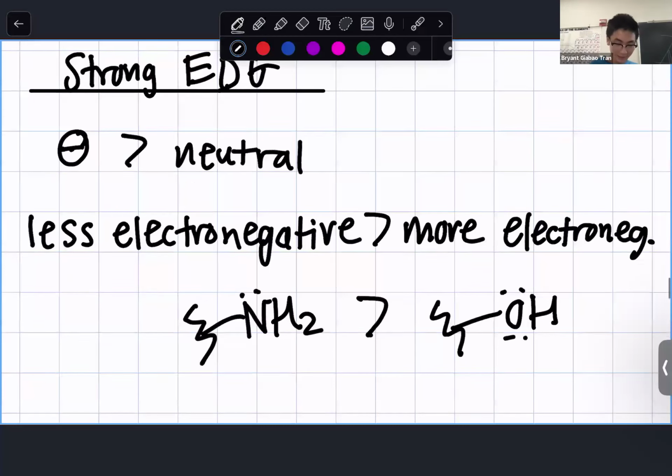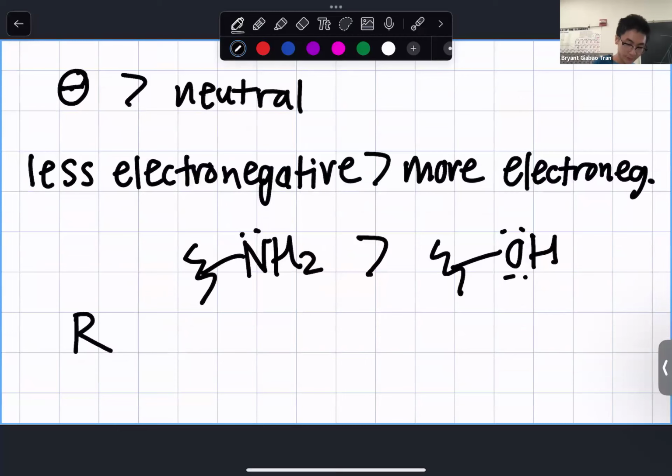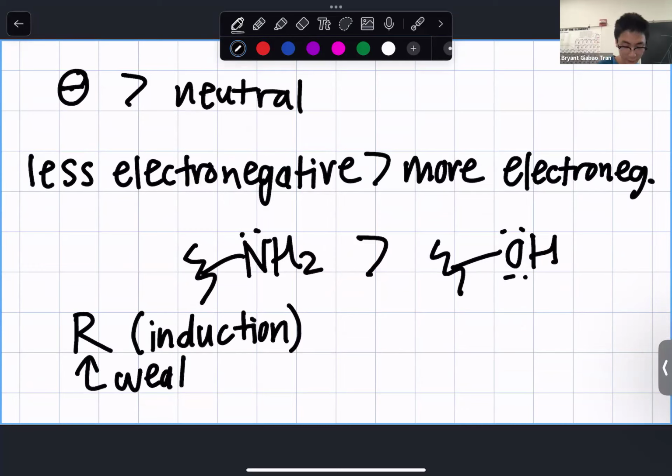The weird one is our R groups. R groups are EDGs through induction. They have no lone pairs of electrons, so they can't do resonance. They just donate electrons inductively, which makes them weak EDGs, because they don't have lone pairs to donate directly.